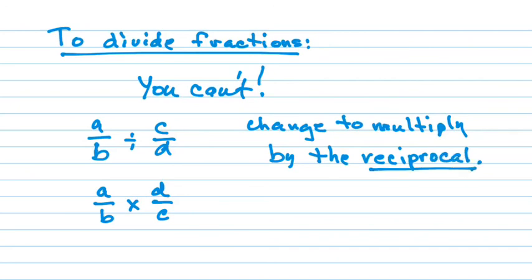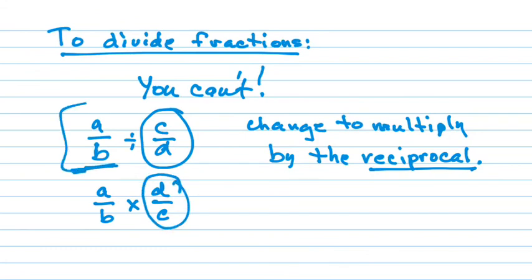Remember, reciprocal just means to flip it over, right? And you only change the one you're dividing by, never the first one. This first one will never change. It's the one you're dividing by that changes to the reciprocal. If you change the wrong one, then your answer is going to be wrong. And then after you change it to multiplication, you just follow the rules for multiplication. So no new rule here except that you can't divide fractions. You change it to multiply by the reciprocal, and then you simply follow the rules for multiplying fractions.